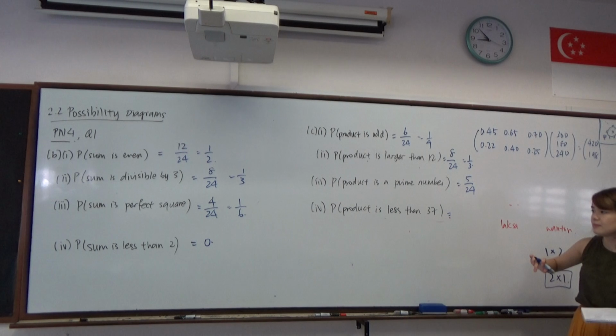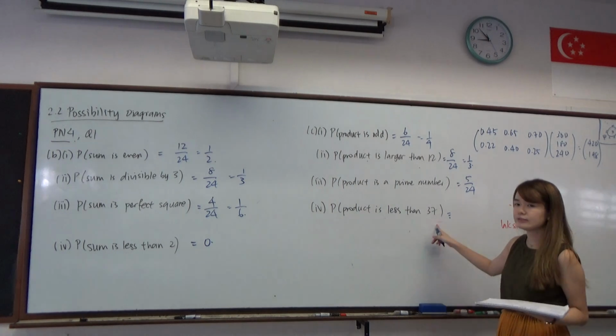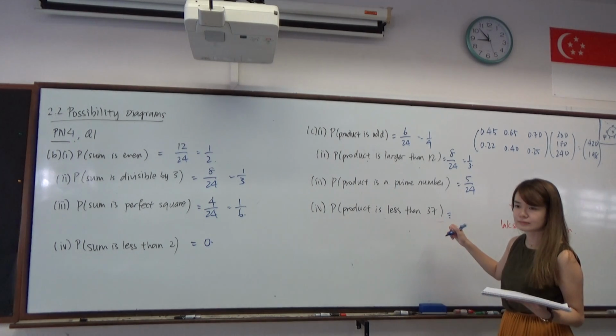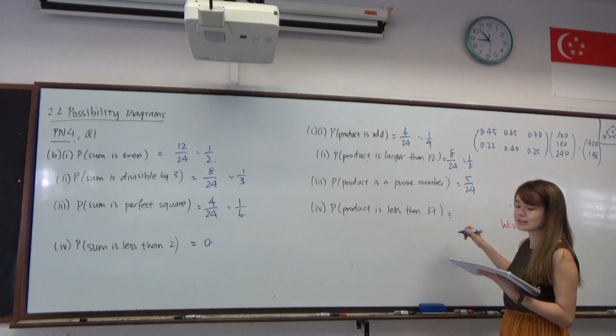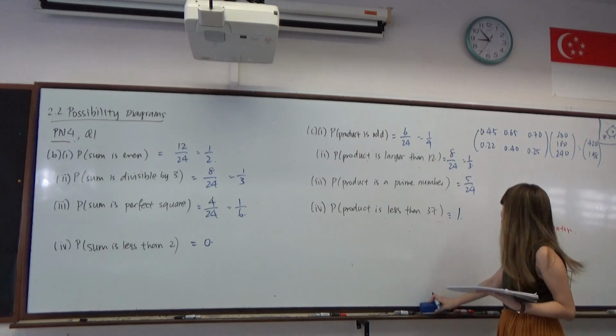Then last one, product is less than 37. Jiahui. This one? 0. Product is less than 37 then. 24? 1. I mean 1. 1? Okay. So answer is 1.